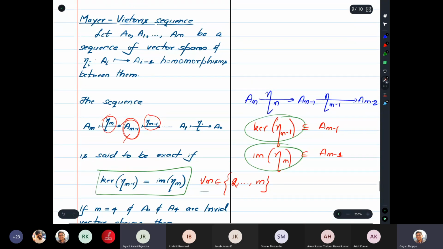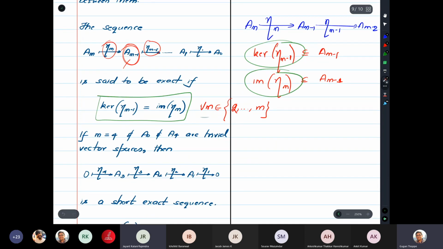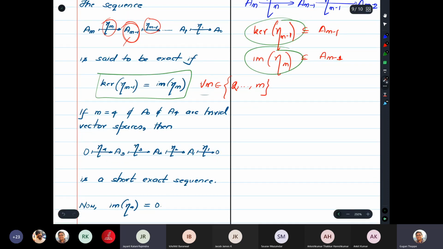So this is what is a Mayer-Vietoris sequence. Whenever you have a sequence of vector spaces and vector space homomorphisms defined between these vector spaces, such a sequence is said to be a Mayer-Vietoris sequence if such a relationship actually holds true. Now, there is a special Mayer-Vietoris sequence which will play a very crucial role in the Mayer-Vietoris theorem.